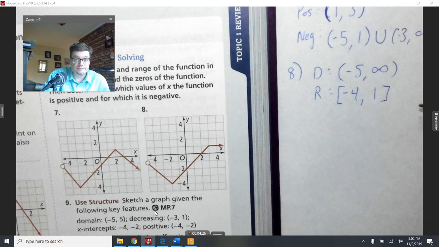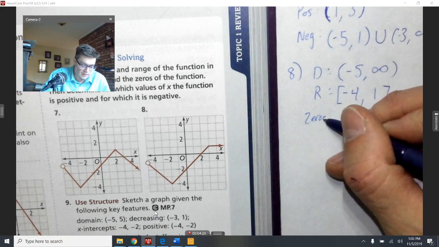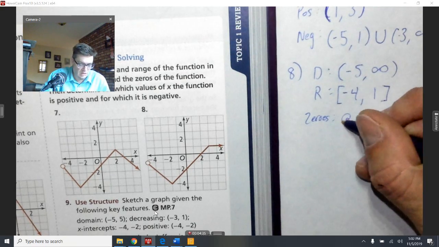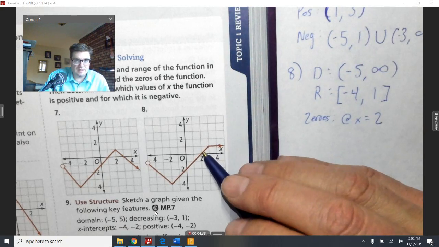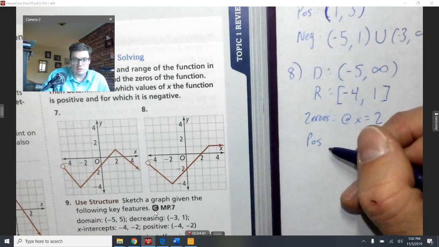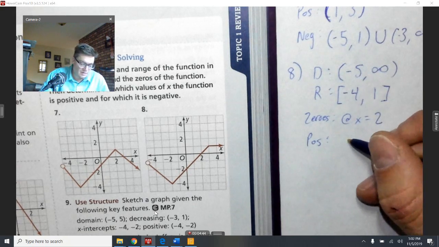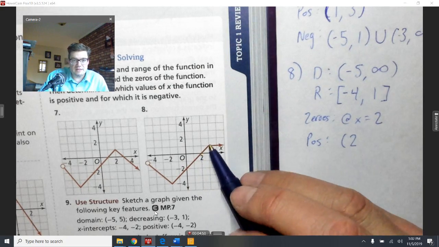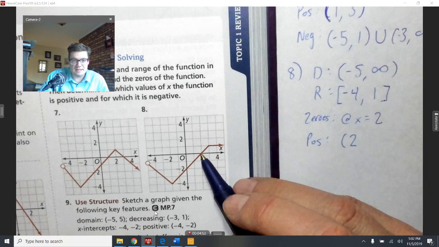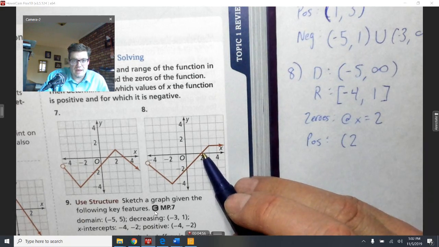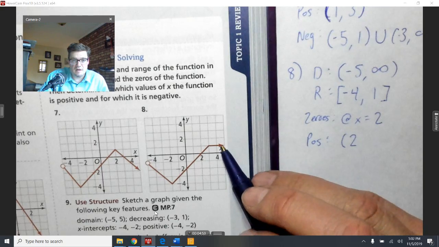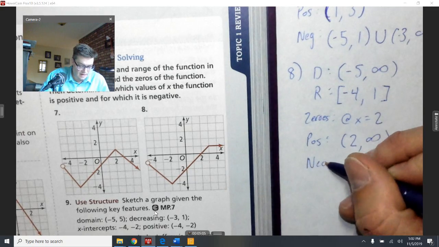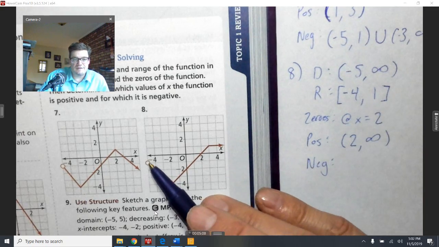That's my maximum value. Now we go to zeros, or x-intercepts, you could call them that. The zero only happens at +2, you can see right here. For the positive interval, that is everything above the x-axis, and we are ready to go above the x-axis right here at +2. As soon as we get past 2, everything else will be positive all the way to infinity. And it's negative basically everywhere else. We say it's negative from -5 all the way to 2.